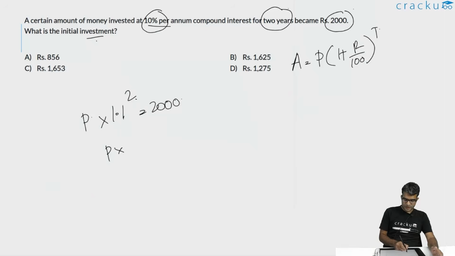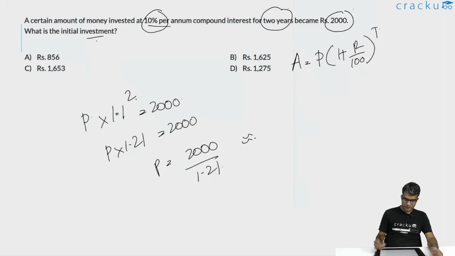Or P into 1.21 is equal to 2000, or the value of P is equal to 2000 divided by 1.21, which will be approximately equal to 1653 rupees, which is option C.